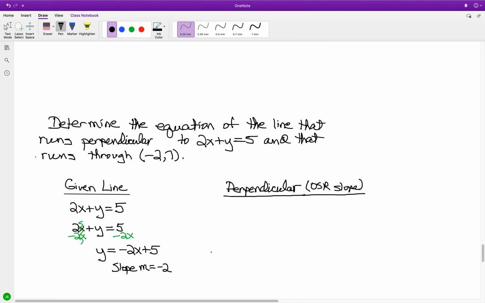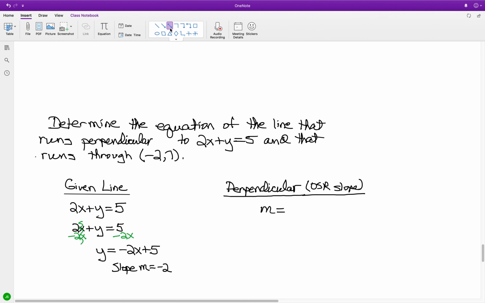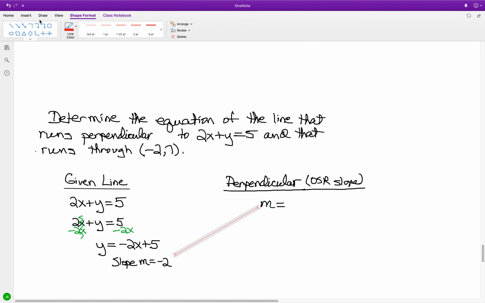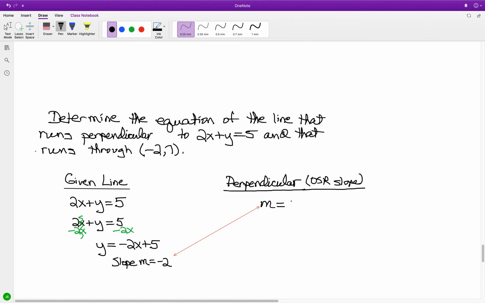So for the same reason, the slope again is going to be -2. Now, in establishing what we have for the perpendicular line, perpendicular lines will have an opposite sign reciprocal slope. So the given line has a slope of -2, and the opposite sign reciprocal of -2 is going to be a positive 1/2. So with the product of the slopes, m1 times m2 is equal to -2 times 1/2, and that is going to be equal to -1.